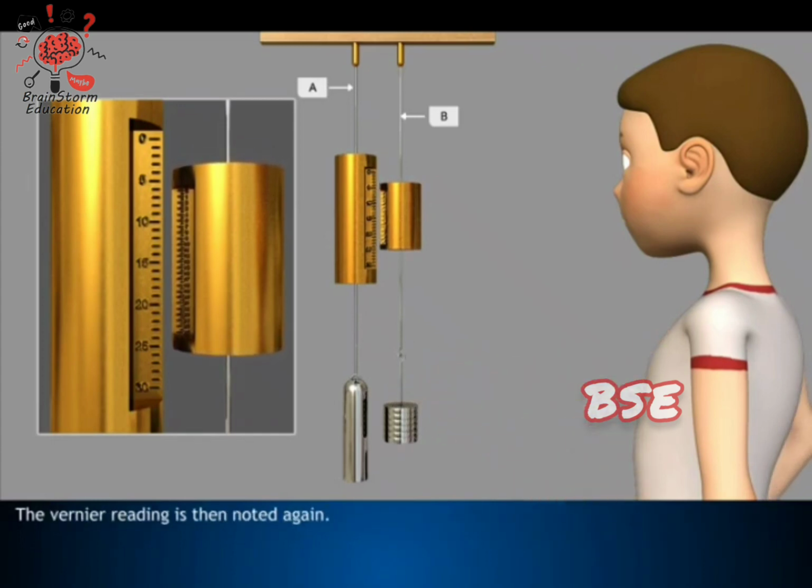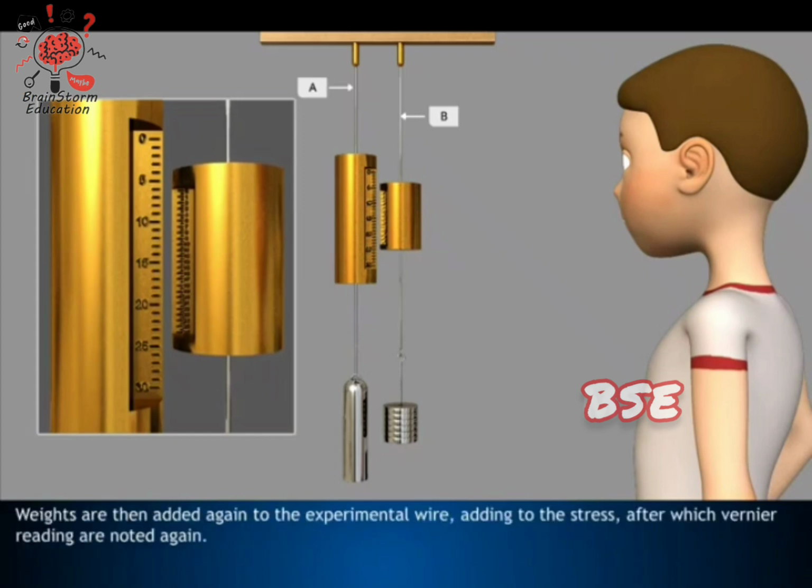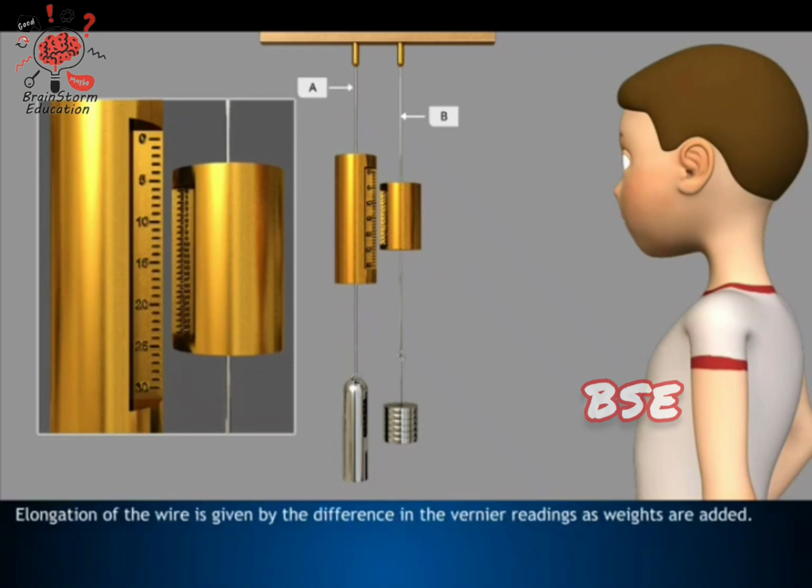The vernier reading is then noted again. Weights are then added again to the experimental wire, adding to the stress, after which vernier readings are noted again. Elongation of the wire is given by the difference in the vernier readings as weights are added.